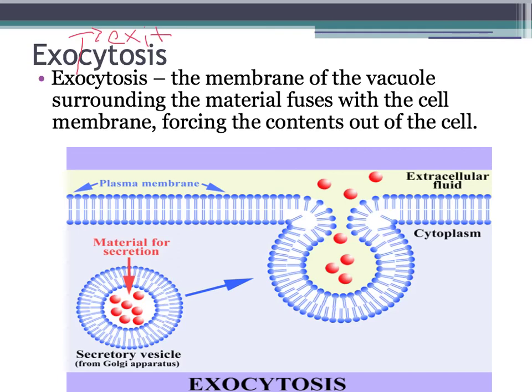So what's going to happen is this vesicle is going to move over here. It's going to attach to the plasma membrane, the cell membrane, and when it does that, because of its makeup, it's going to allow for these materials to be released. We'll talk a little bit more in class about the purpose of endo and exocytosis, but this ends the notes.